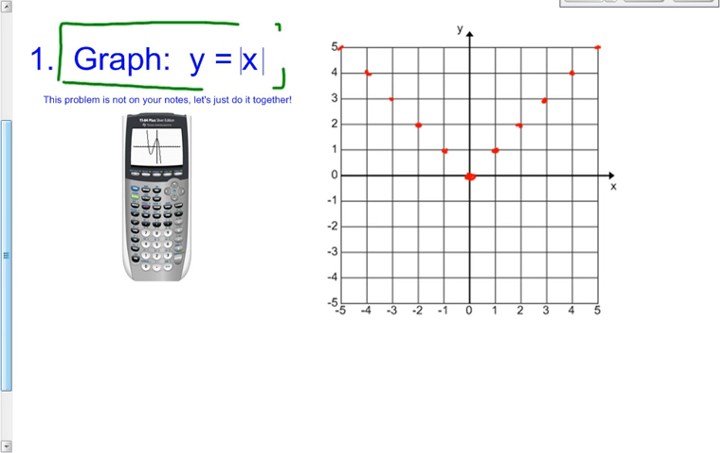So this is what your function is going to look like. The absolute value of x looks just like this, just in the same way you saw it on your calculator. Okay? So this one wasn't on your notes, like I said. I just want to teach you how to do it in your calculator.